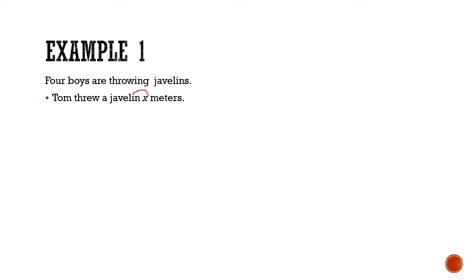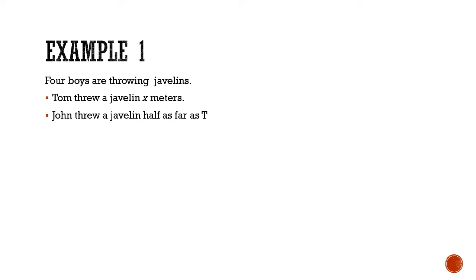So example number 1. Four boys are throwing javelins. Tom threw a javelin X meters. So there is already what we call the letter X. Okay? As you can see, there is this letter X. X can be any number from the integers.